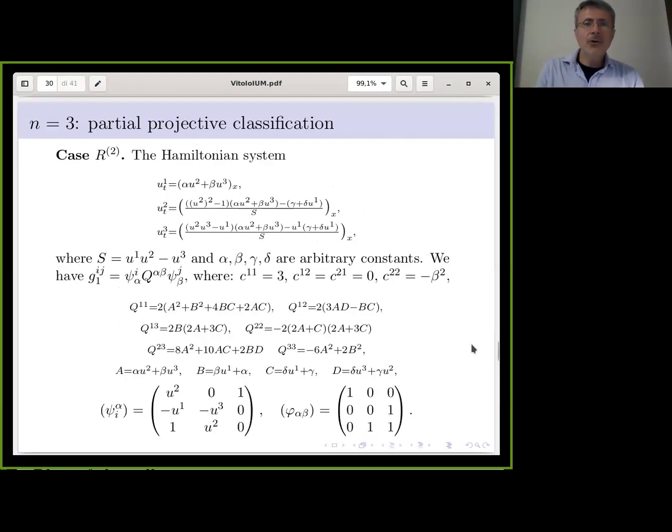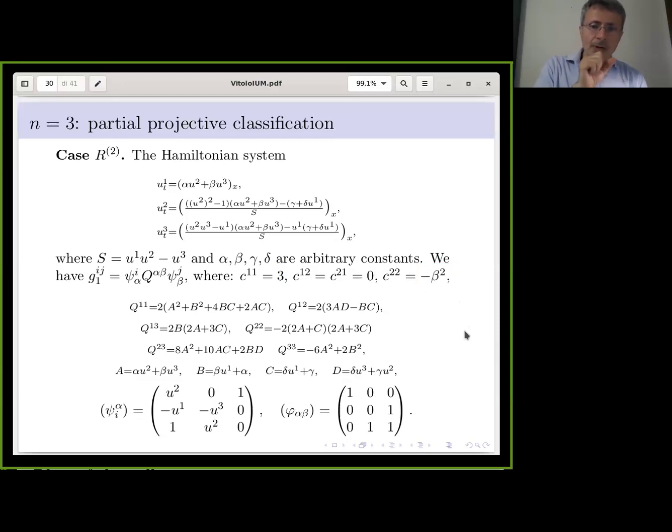But when you go to the case of R2, we have a Hamiltonian system of the operator R2, and a complicated expression of the matrix Q of quadratic functions, plus a non-local tail, where you see the non-zero coefficients in the non-local tail, this and this.